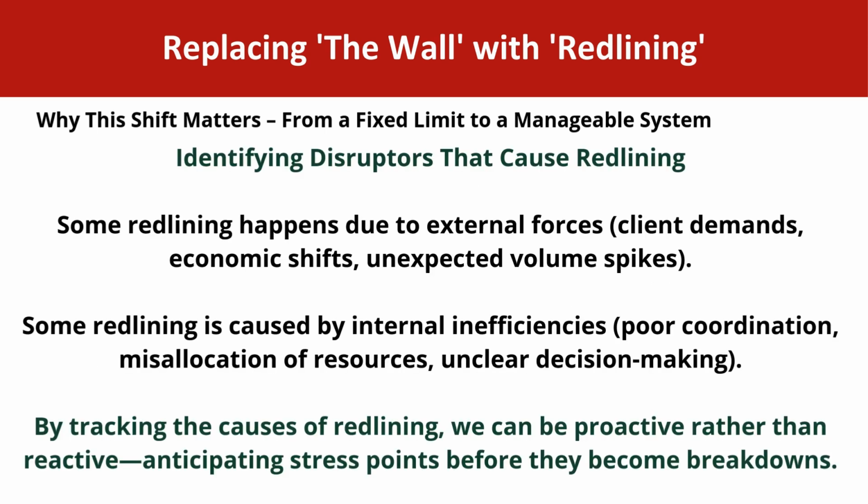Identifying disruptors that cause redlining. Some redlining happens due to external forces: client demands, economic shifts, unexpected volume spikes. Some redlining is caused by internal inefficiencies: poor coordination, misallocation of resources, unclear decision-making. By tracking the causes of redlining, we can be proactive rather than reactive, anticipating stress points before they become breakdowns.